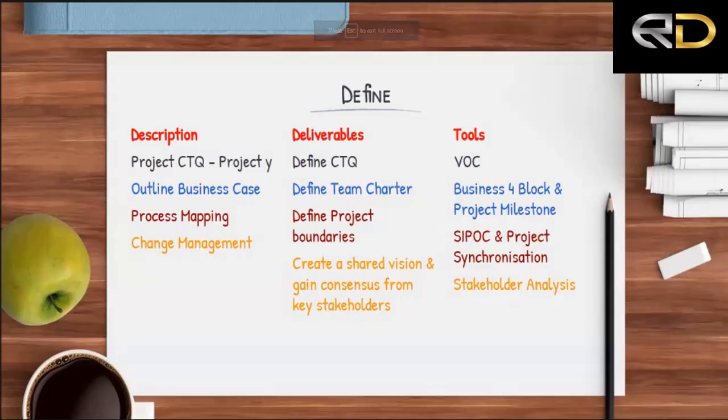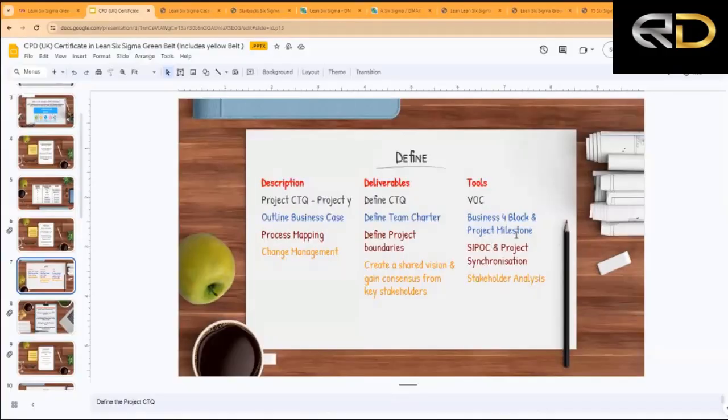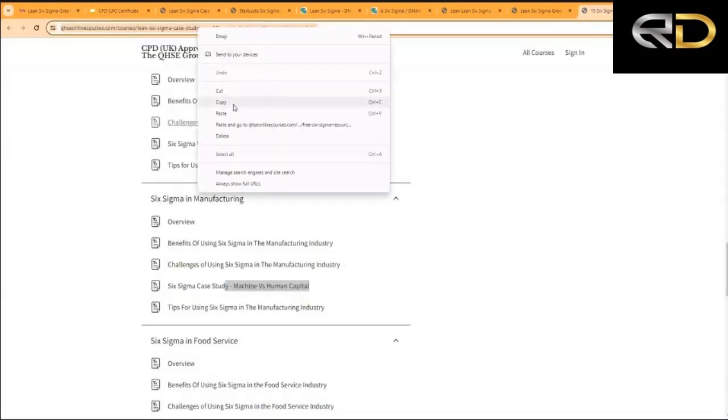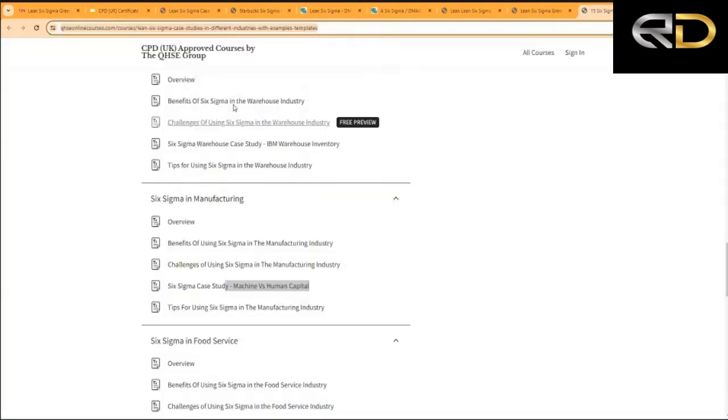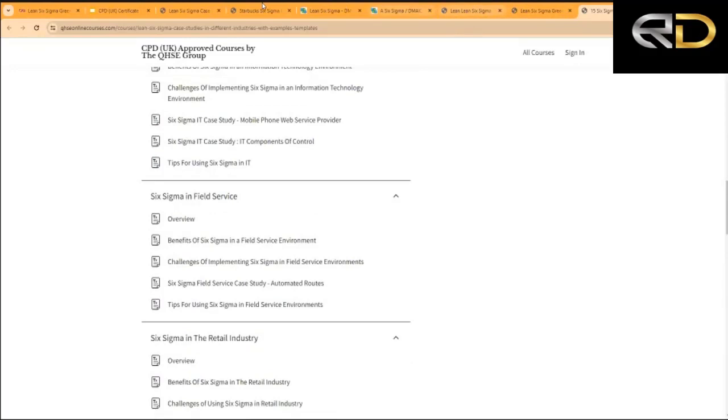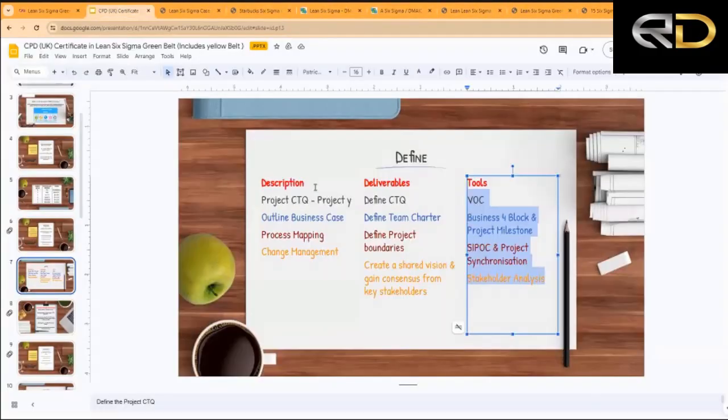Okay, so this is the toolkit. This toolkit that I've shared with you, this is where you're going to get all of these tools and these case studies from 15 different industries. This is also what you're going to get so that you can see how Six Sigma has been used in other industries. So this is basically now what you do.